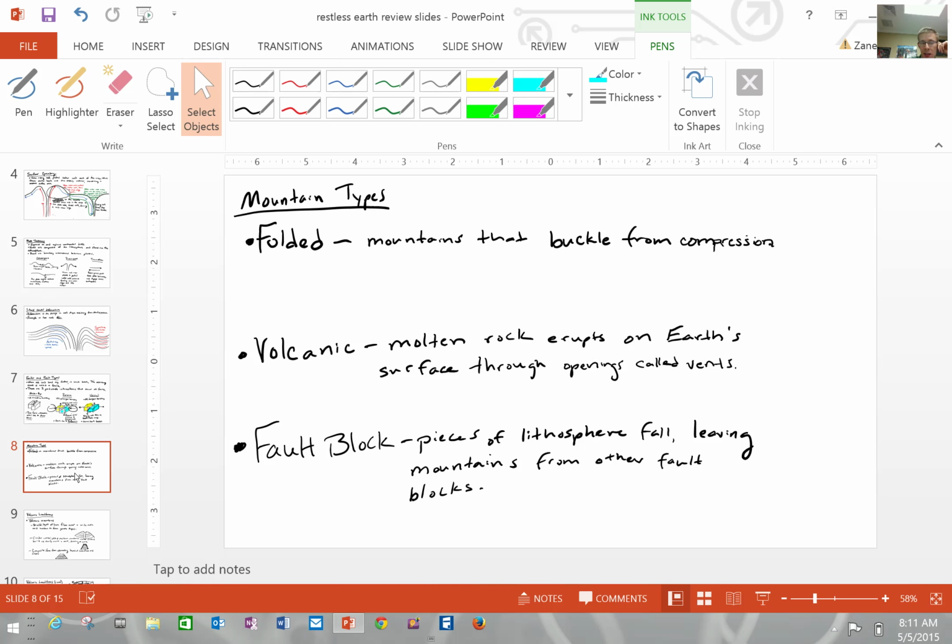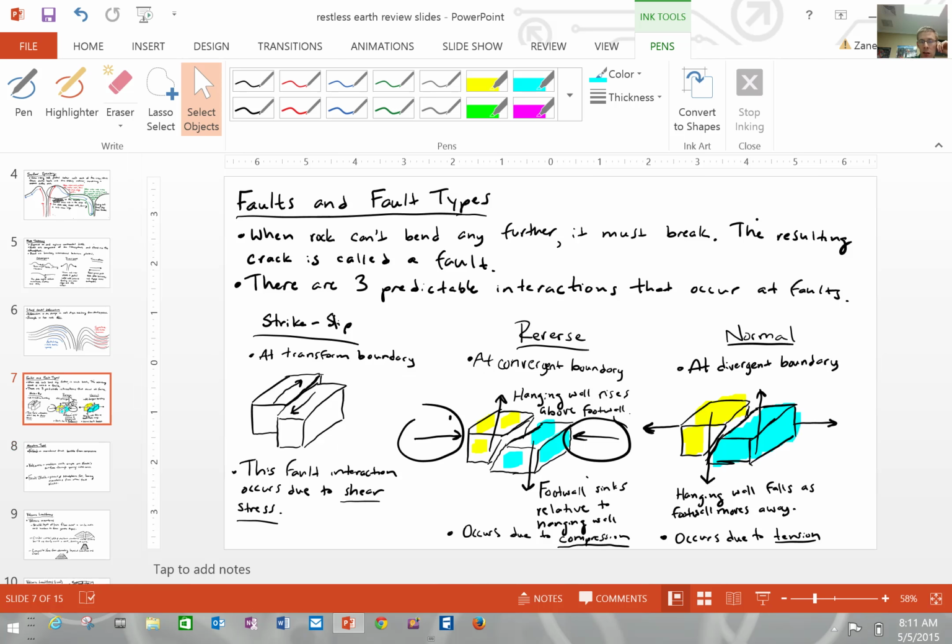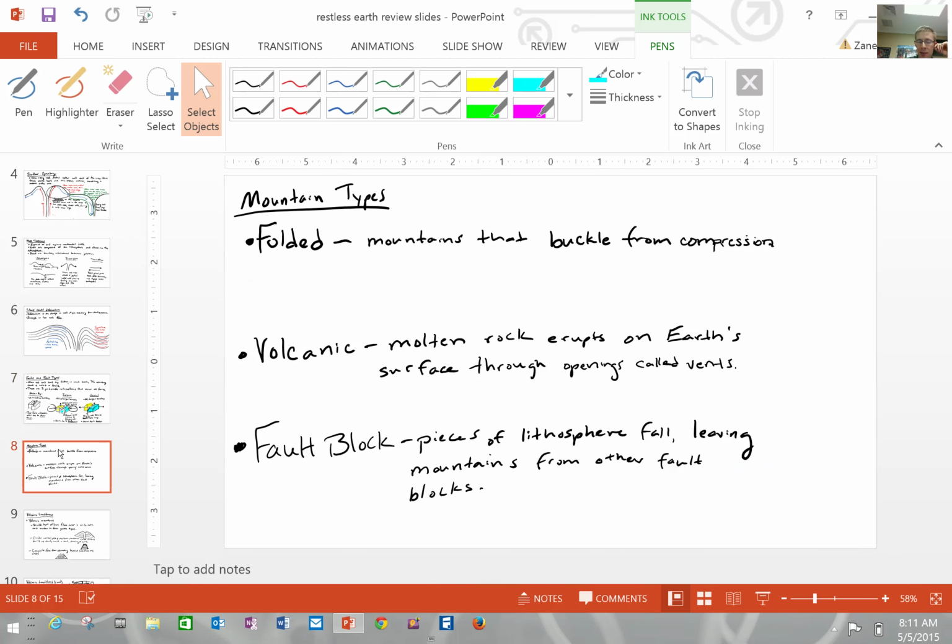Going back to this concept right here, where we have fault blocks interacting with each other, whenever they move towards or away from each other, one might be left hanging above the other one, or one might suddenly end up higher than the other one because the other one collapsed suddenly. When you start to see blocks above each other, like a hanging wall, that is an example of a fault block mountain.